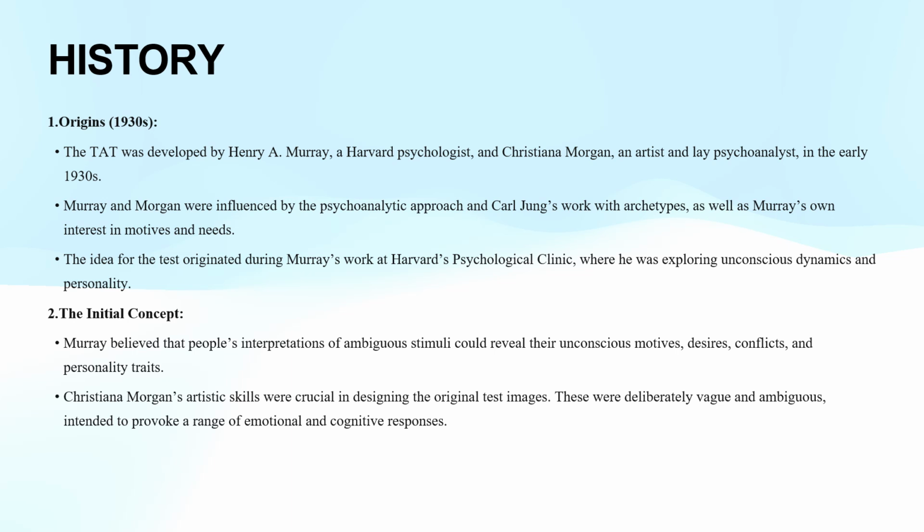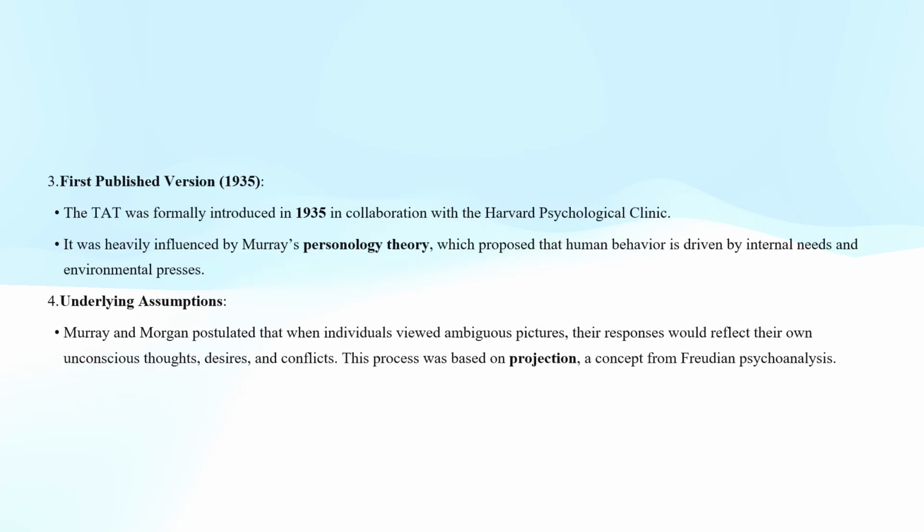The idea for the test originated during Murray's work at Harvard Psychological Clinic, where he was exploring unconscious dynamics and personality. So the initial concept was that Murray believed that people's interpretation of ambiguous stimuli could reveal their unconscious motives, desires, conflicts, and personality traits. And Morgan's artistic skills were crucial in designing the original test images. These were deliberately vague and ambiguous, intended to provoke a range of emotions and cognitive responses.